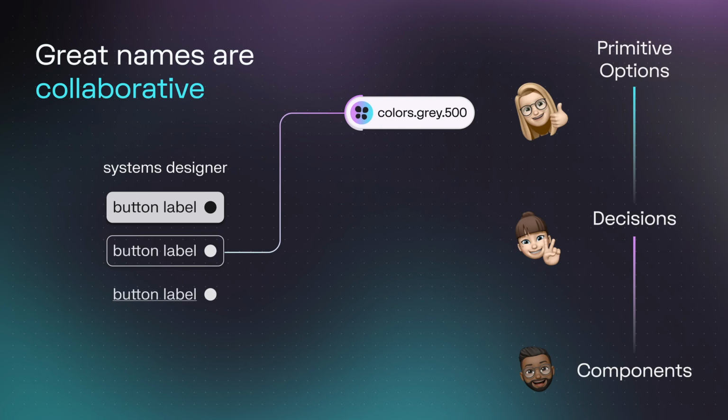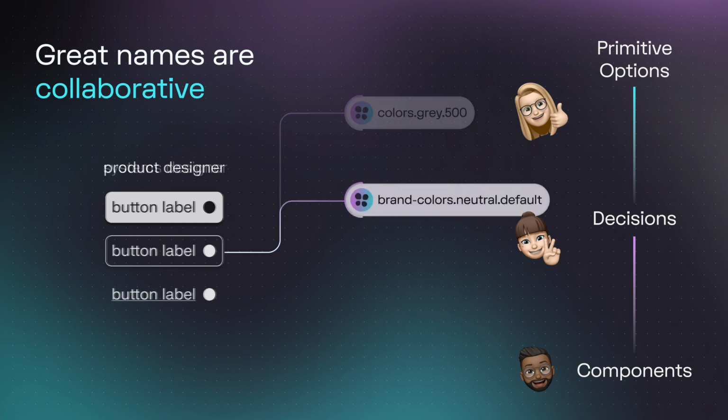So instead, what if we had names that were catered to the different people on our teams? So maybe as a systems designer, I know exactly what colors.gray.500 means. But people working in product design or consuming my system, they're not going to know when they should use that colors.500 token. Instead, they go, oh, brand colors, and it's the neutral palette, and it's the default version. Cool, I know what that means. It's contextual, and I understand it.